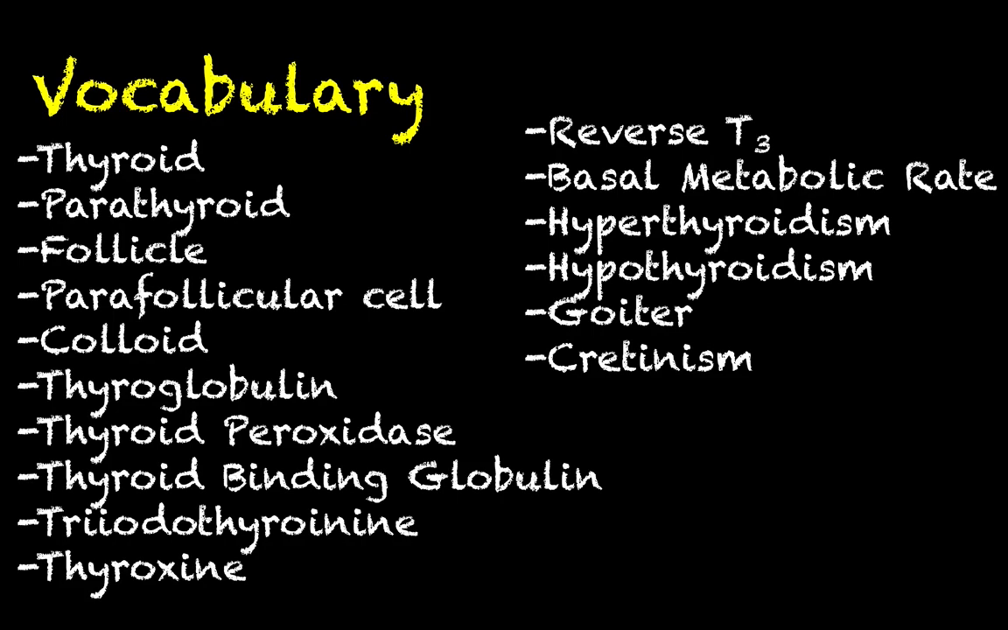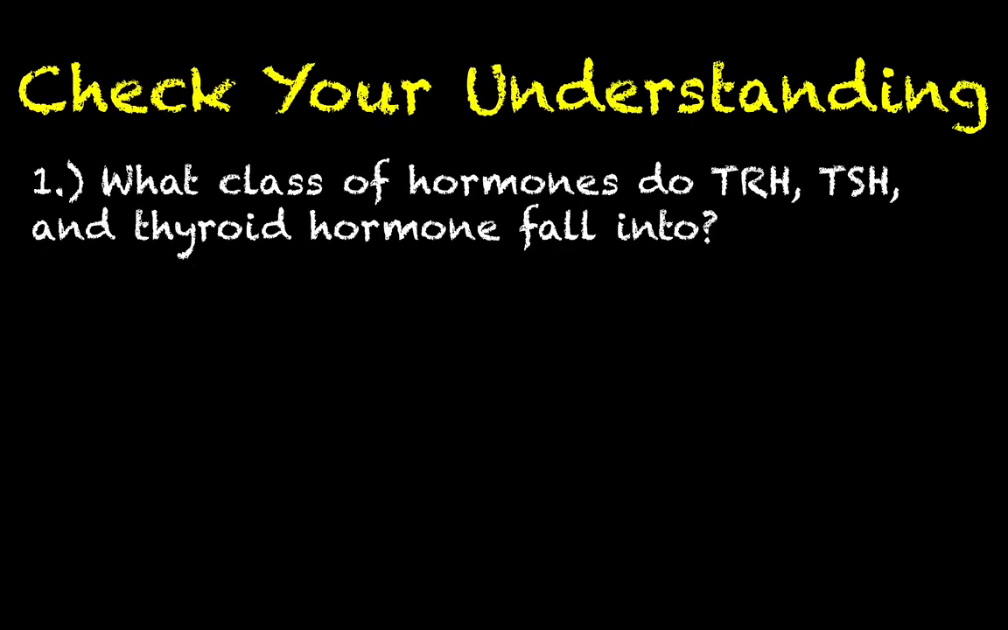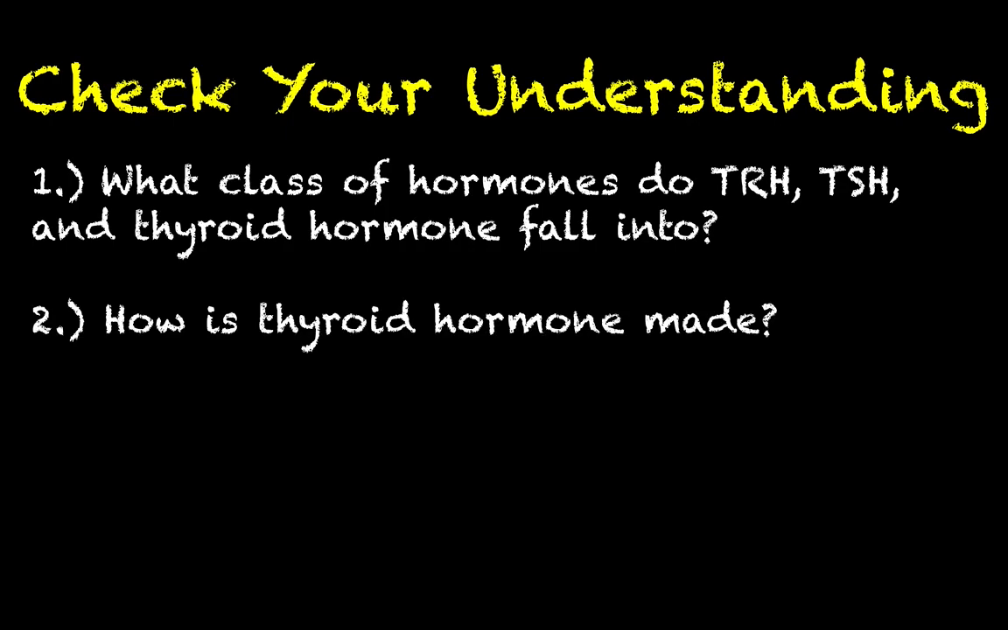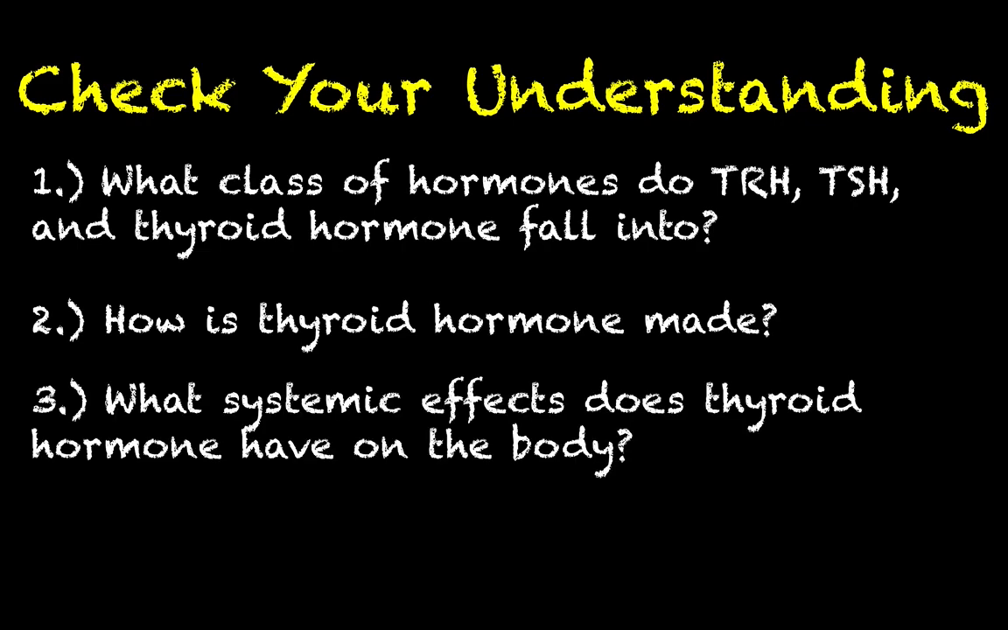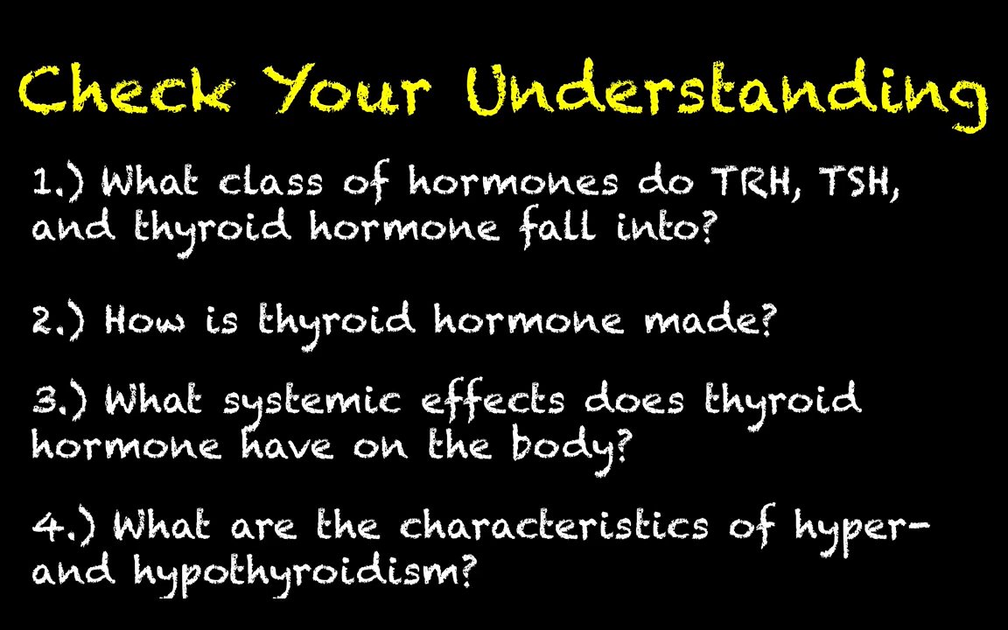Okay, that's going to do it for this video. Here is a list of vocabulary terms you might want to be aware of. And for checking your understanding, number 1, what class of hormones do TRH, TSH, and thyroid hormone fall into? Number 2, how is thyroid hormone made? Number 3, what systemic effects does thyroid hormone have on the body? And finally, number 4, what are the characteristics of hyperthyroidism and hypothyroidism?